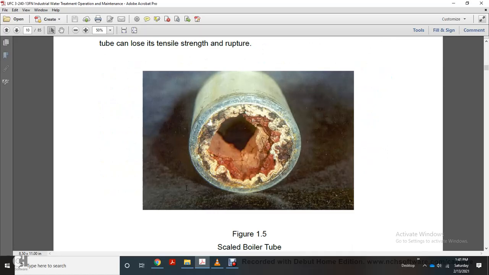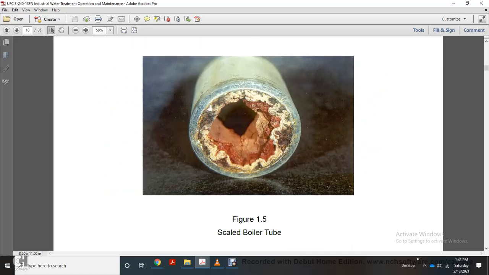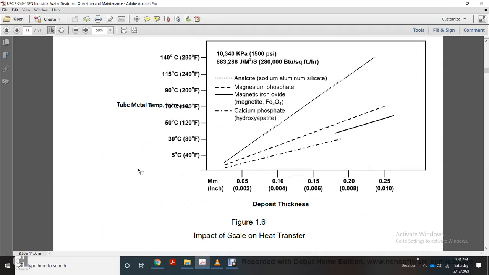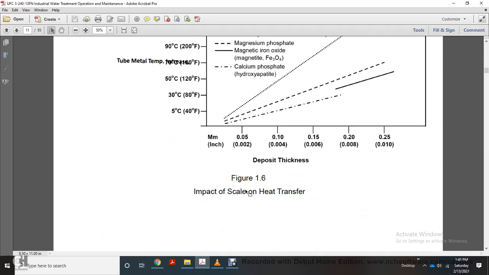Figure 1-5 shows a scaled boiler tube, and Figure 1-6 shows the impact of scale on heat transfer, tube metal temperature, and deposit thickness.